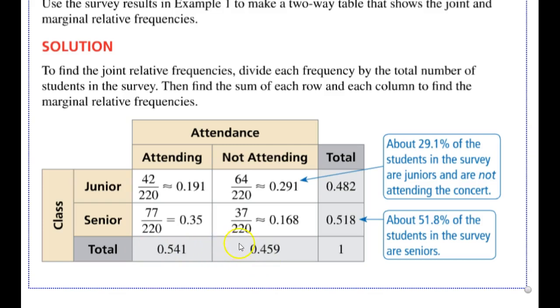So what this really tells me is that 51.8% of the students in the survey are seniors. That's what this survey tells me. I also can get more information. So in my example, about 29.1% of the students in the survey are juniors and not attending. So this includes both pieces of the information. The marginal relative frequencies give me a little bit less information, but still very useful information.